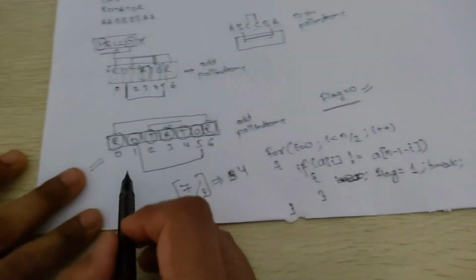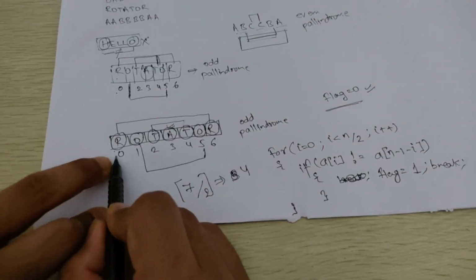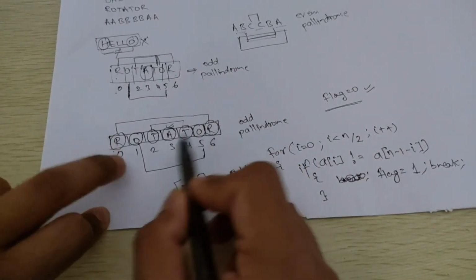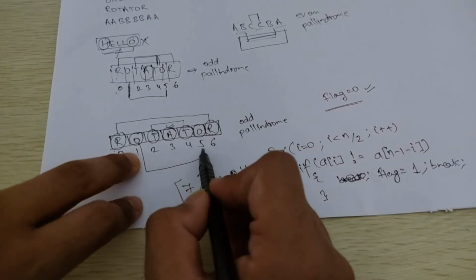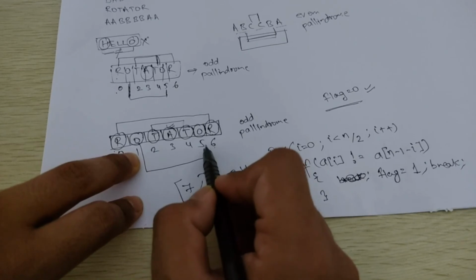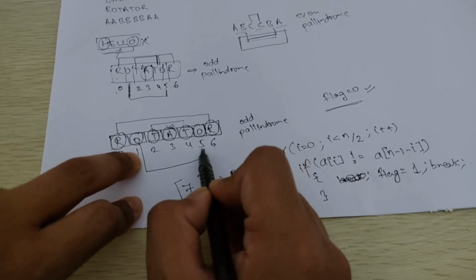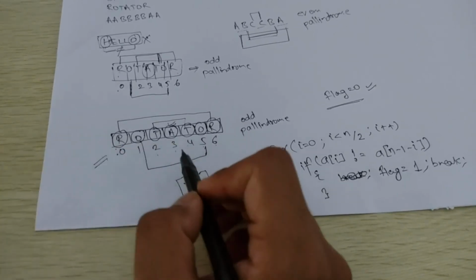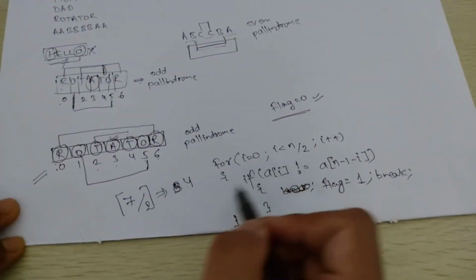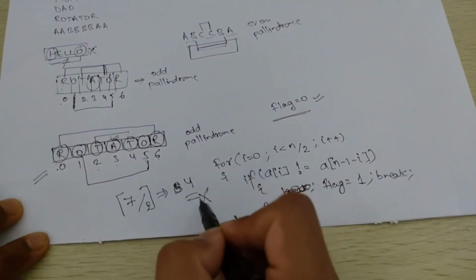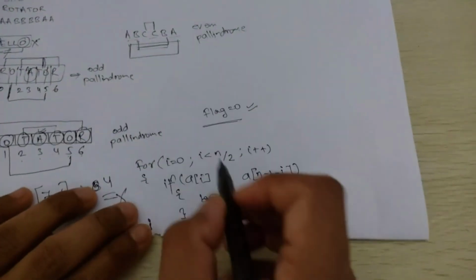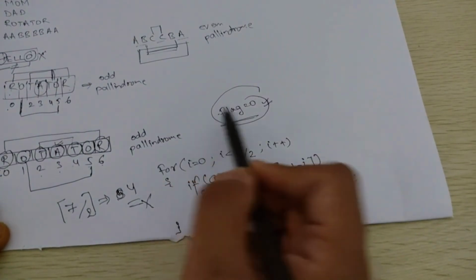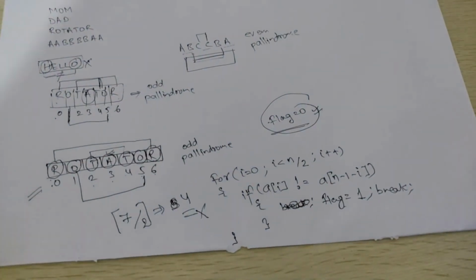So i is 0, and n minus 1 is 6, minus i, which is 0. You compare both positions, then i increments to 1, and 6 minus 1 is 5. You compare these positions, then i becomes 2. You compare these positions, then i becomes 3. You compare with itself, and when i becomes 4, the loop condition fails, the loop ends, and control comes out of the loop and checks the flag value. Because it is a palindrome, flag is not set to 1, flag still remains 0. So if flag remains 0, the word or array is a palindrome.